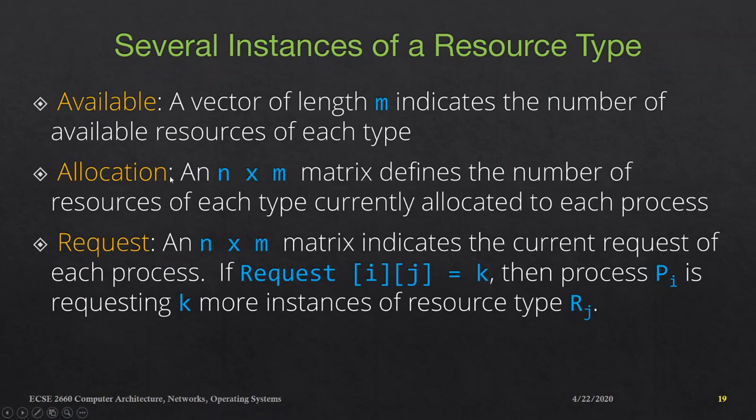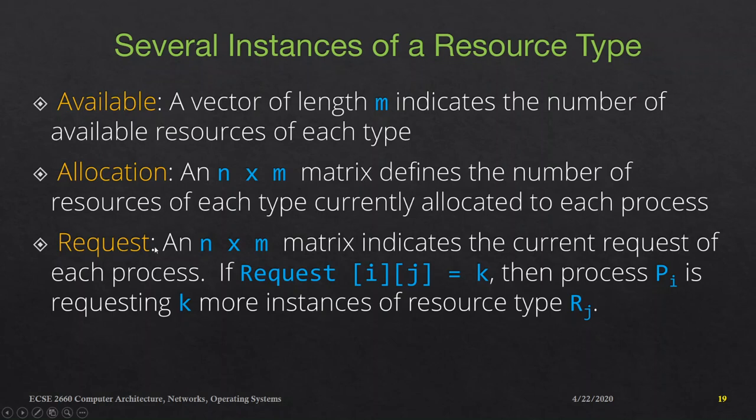Next, allocation. Allocation is a matrix. The number of rows in the matrix is n, corresponding to the number of processes. M is the number of resource types, R1, R2, R3, like we said earlier. So it's a matrix of n by m, which defines the number of resources of each type currently allocated to each process, where each row corresponds to a process and each column corresponds to a resource type.